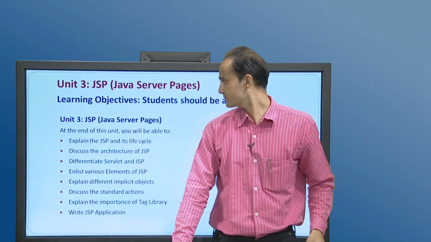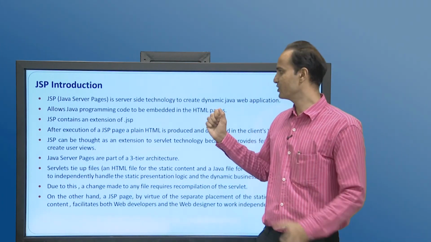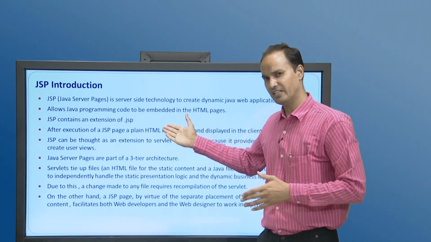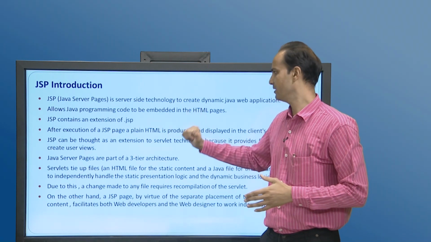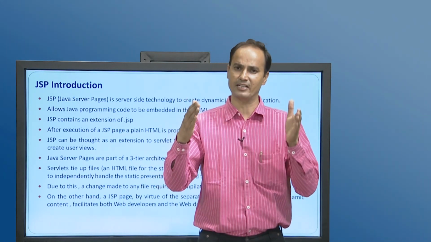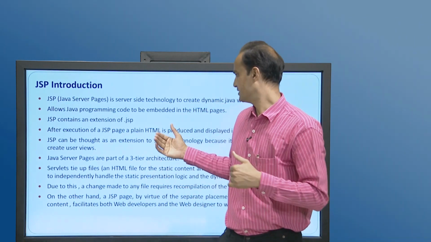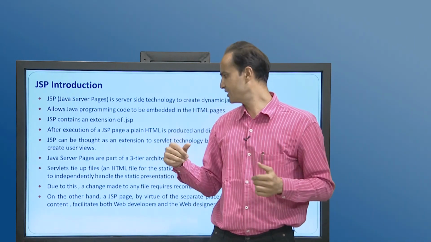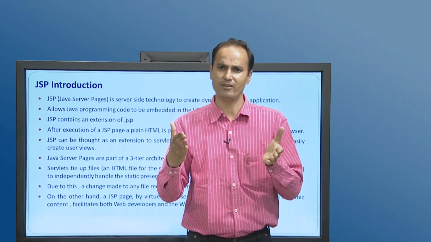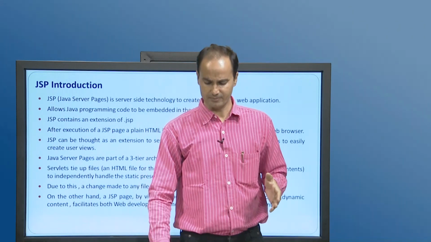So generally JSP is a server side technology to create a dynamic web application, with programming embedded into HTML pages. A JSP file has the extension .jsp. After the execution of the JSP file, there would be a Java class file, and that Java class file is going to be executed in a container. Java Server Pages are part of 3-tier architecture. Servlet ties up with the HTML, while JSP ties up with the Java in a single file.